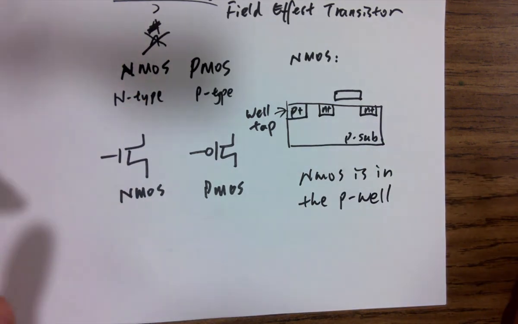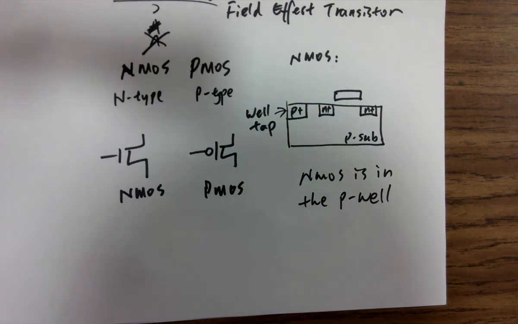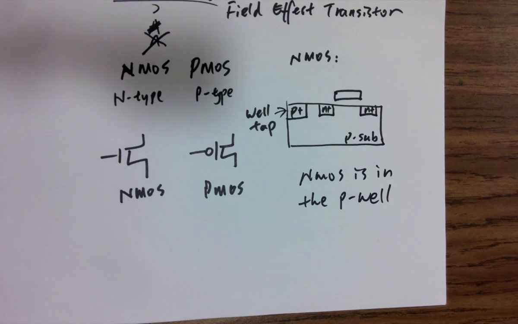There's no POL, it's a P sub. Depending on different processes, there will be double well processes, but in general we just call the P sub a POL, even though it's not a POL. It's a big well. It's actually the wafer itself. So we call it POL. So NMOS is being manufactured in the POL, and PMOSes are being put in the NWEL.